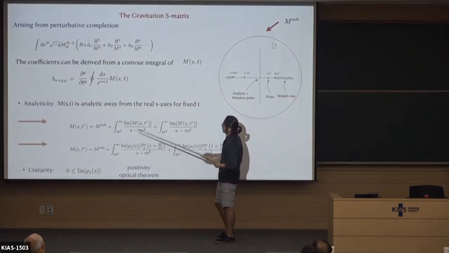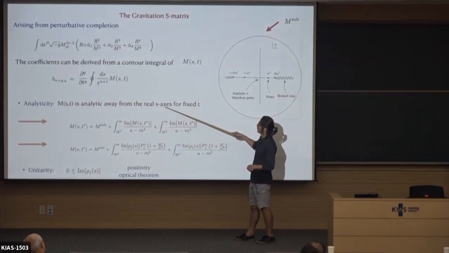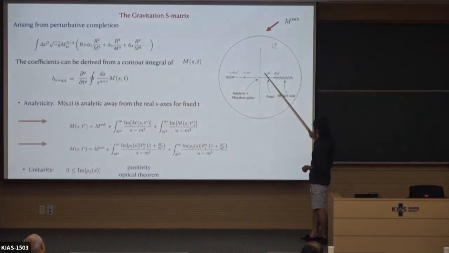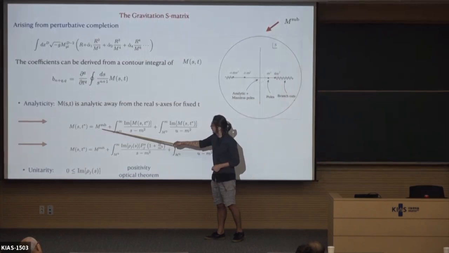Now these coefficients again are related by contour integrals of your amplitude. And since you already know from analyticity that the amplitude is analytic away from the real axis for fixed t, that means the previous integral can be analytically continued away, picking up only non-analyticity here, which are the massive poles or the branch cut of your UV theory and the contribution from infinity. So that means your amplitude can be written in this form.